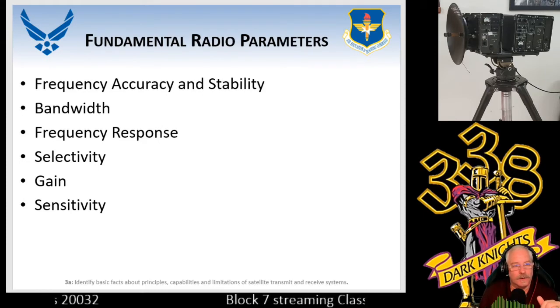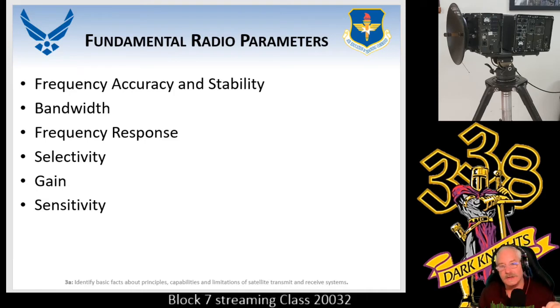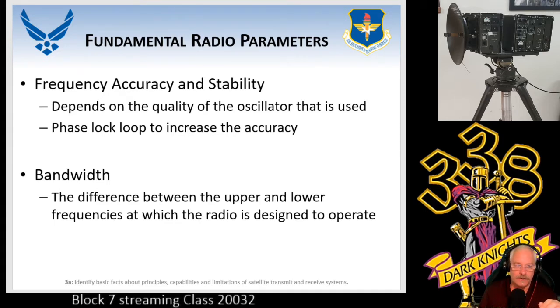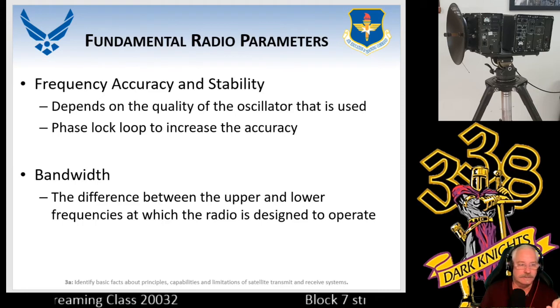We're going to look at radio parameters called frequency accuracy and stability, bandwidth, frequency response, selectivity, gain, and sensitivity. So the first one, frequency accuracy and stability. This one relies solely on the oscillator. If you have a crappy oscillator, you're going to have crappy accuracy and crappy stability.